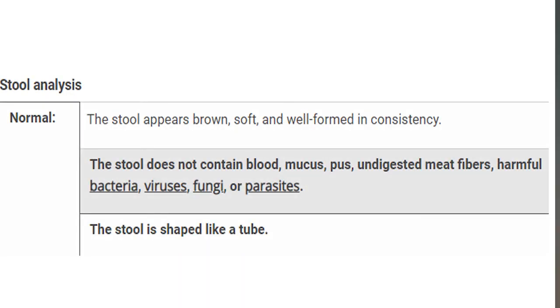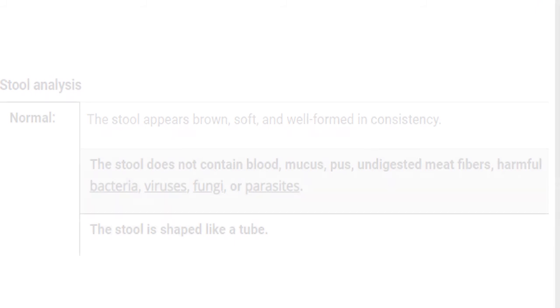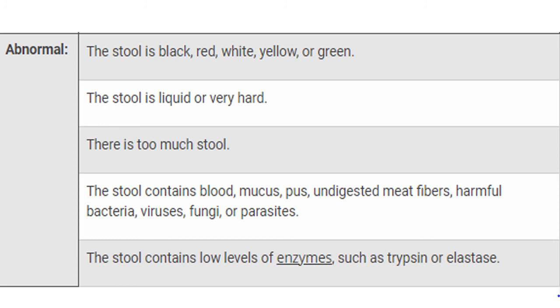The result of fecalysis is normal when the stool appears brown, soft, and formed in consistency. It does not contain blood, mucus, harmful bacteria, viruses, fungi, or parasites. The result of the fecalysis is abnormal when the stool appears black, red, white, yellow, or green, and the stool is liquid or very hard. It is also abnormal when the stool contains blood, mucus, harmful bacteria, viruses, fungi, or parasites, and when the stool contains low levels of enzymes such as trypsin or elastase.